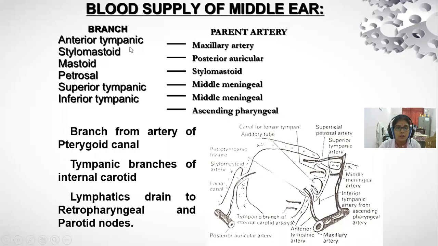So these are some of the branches, and the parent arteries are the maxillary artery, and then the posterior auricular, stylomastoid. If you see, most of it is from the external carotid artery, except for your middle meningeal. Then there is a branch from the artery of the pterygoid canal, and tympanic branches of the internal carotid. Lymphatics drain to the retropharyngeal and parotid nodes. So the blood supply of the middle ear has to be known.